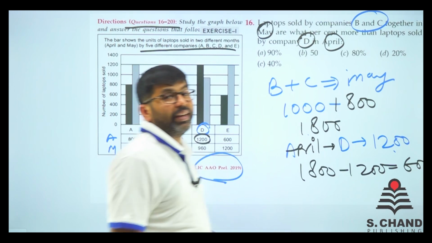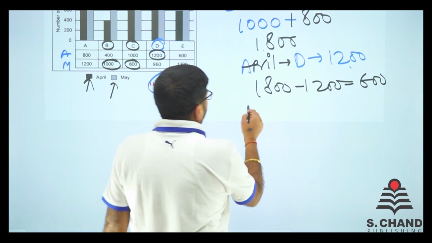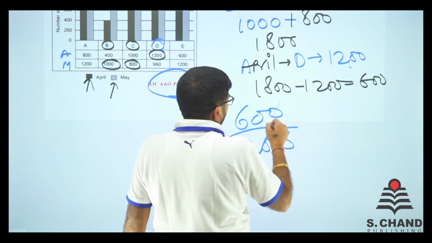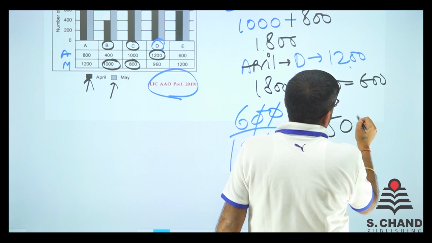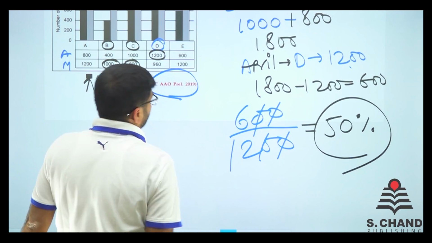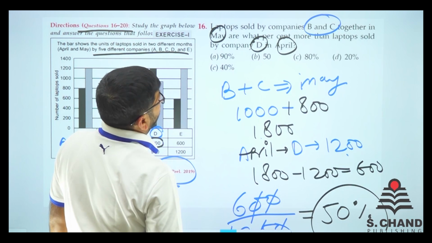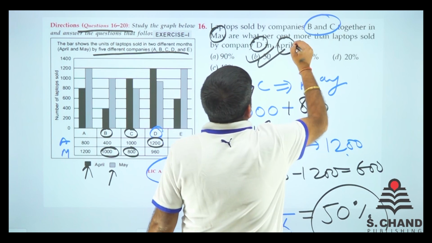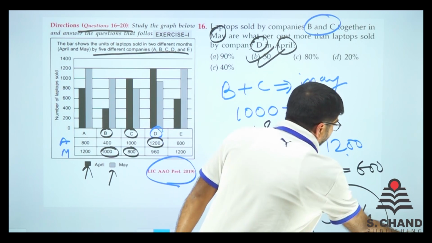So what is the percentage? We need to calculate the percentage. So this percentage is 600 divided by 1200. So we get 1 by 2, which is 50%. So we get 50% as the increase, right? This is more than the laptops sold by company D. So the answer is 50%, right?